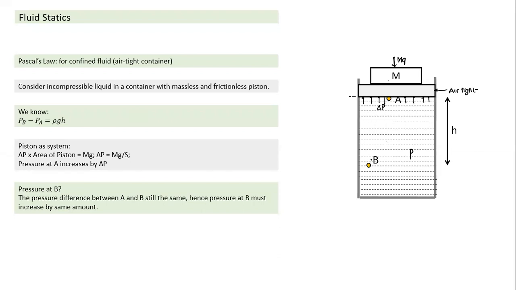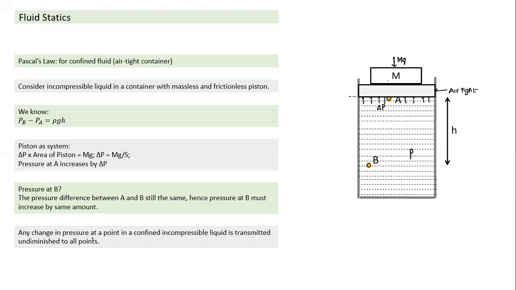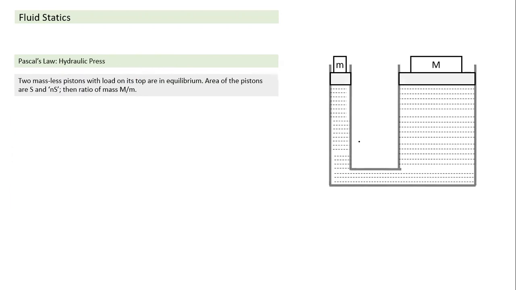Another way of saying this: any change in pressure at a point in a confined incompressible liquid is transmitted undiminished to all points. So if we increase the pressure at one point through some means, everywhere inside the liquid the pressure increases by the same amount. That's Pascal's law. And a very simple example of Pascal's law is something like a hydraulic press.